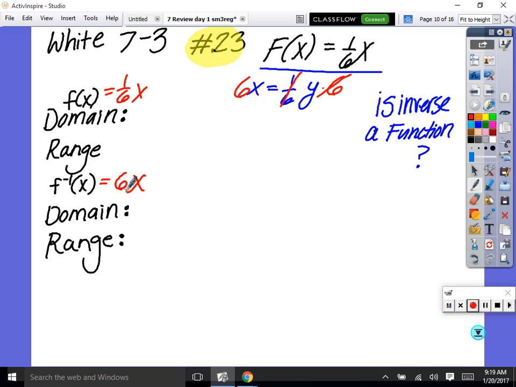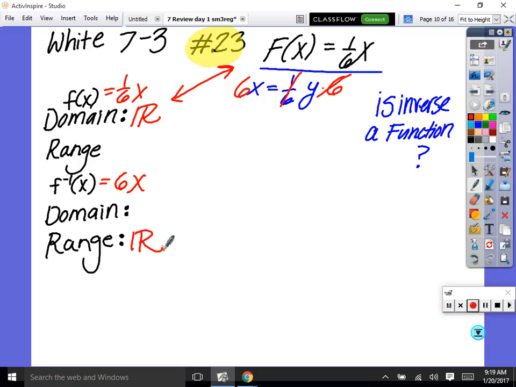What do lines look like from left to right? Negative infinity to positive infinity. Aren't all lines going that way forever and that way forever? So our domain on the original is all real numbers. So since we know that, what do we know about the range on our inverse? It's going to be all real numbers.